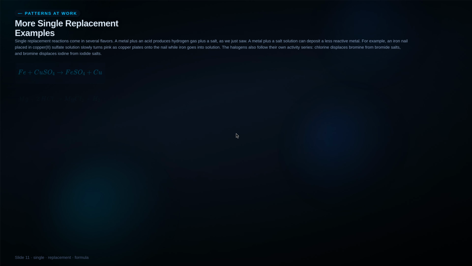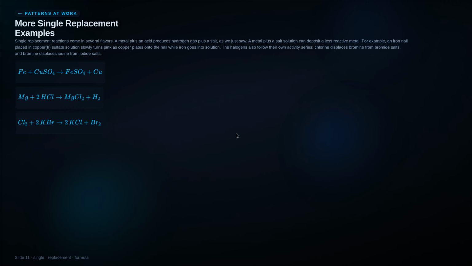The general formula for a single replacement reaction is A plus BC yields AC plus B. Element A replaces element B in the compound BC, forming a new compound AC and releasing the free element B. Examples include zinc plus hydrochloric acid, yielding zinc chloride plus hydrogen gas, and aluminum plus copper(II) chloride yielding aluminum chloride plus copper metal.